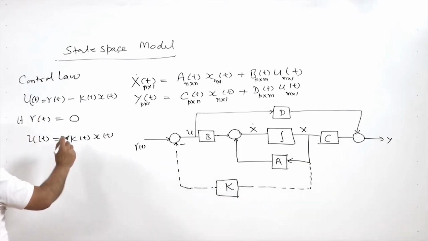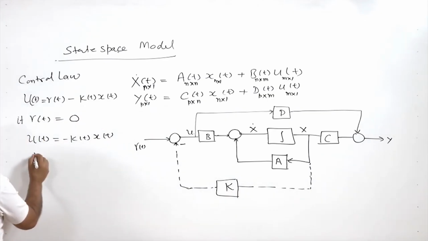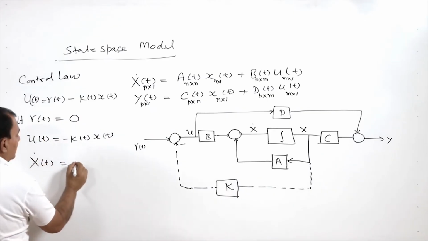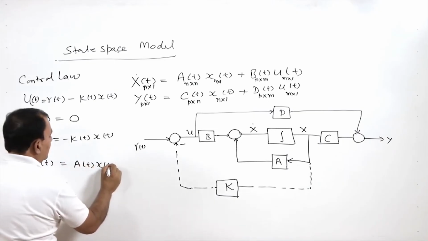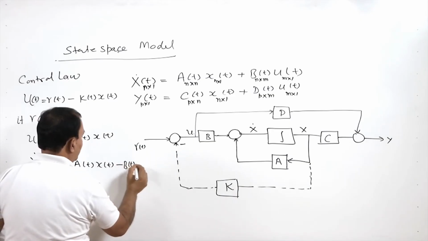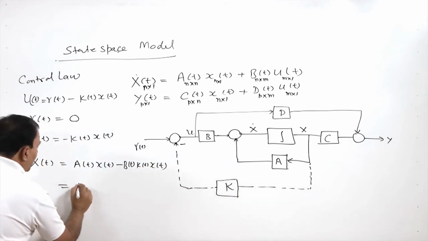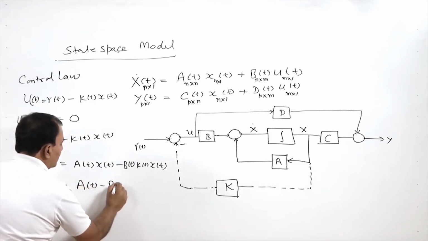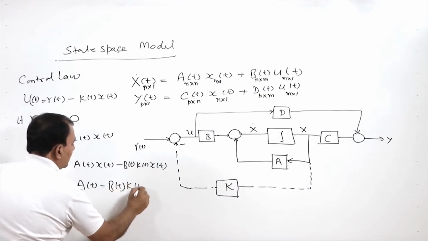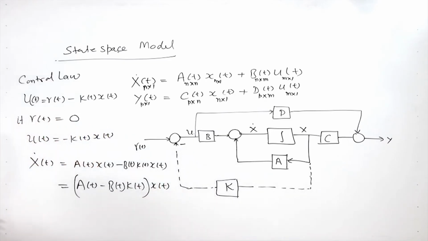So, if I apply the u(t) to my state equation, then x dot(t) will be A(t) x(t) minus B(t) K(t) x(t), or simply I can write as A(t) minus B(t) K(t) times x(t), and this is nothing but my closed loop system.